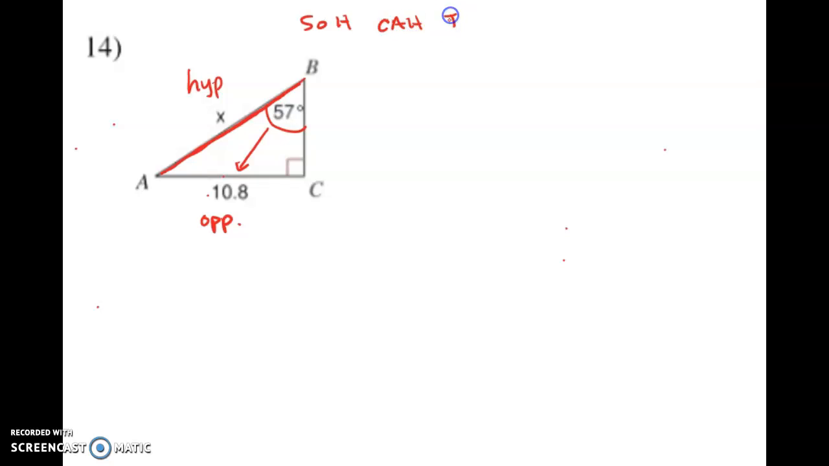I'm going to use SOHCAHTOA to help me remember that sine is the one that relates the opposite to the hypotenuse. So I've got the sine of my reference angle, the sine of a 57-degree angle, is simply the ratio of the side opposite compared to the hypotenuse, which in this case is x. So there's my equation. I just want to multiply both sides by x to get it out of the denominator.